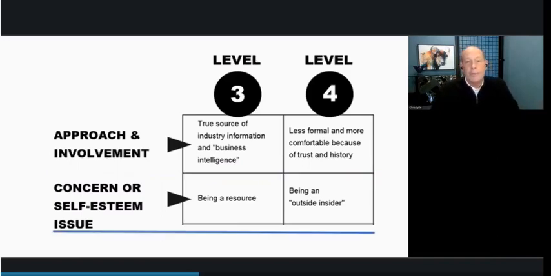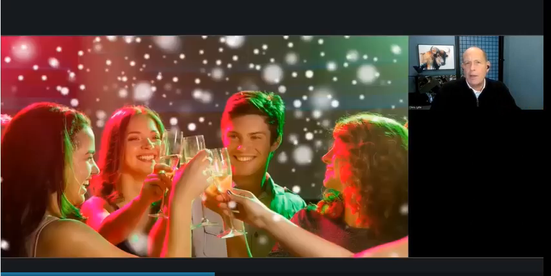All right. Concern or self-esteem issue. At level 3, you want to be a resource, helpful. Level 4, you want to be seen as an outside insider. I always said, an unpaid employee of the client's business. They see you as part of the team. When you get invited to the holiday party, that means you're making a difference in their business. They see you as a team member, not just a salesperson.